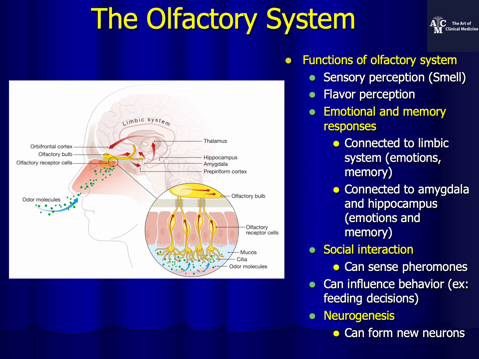And this is one of the few areas in the central nervous system where you can form new neurons, or neurogenesis. This picture shows the typical cells of the olfactory system, with the olfactory bulb. It's directly connected to the CNS, unlike other cranial nerves. It has cells with the mucus and the cilia and the sensory mechanisms. This then will interact with many areas in the limbic system, the thalamus, hippocampus, and amygdala, as mentioned.